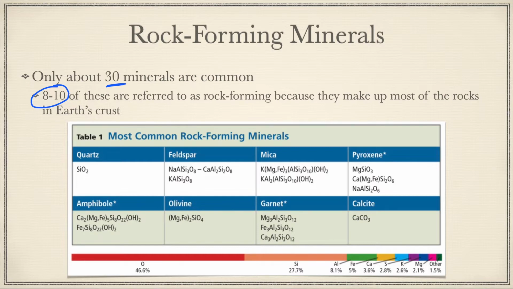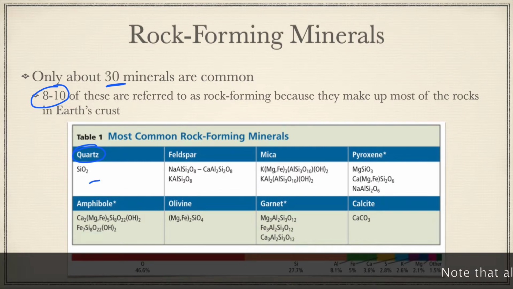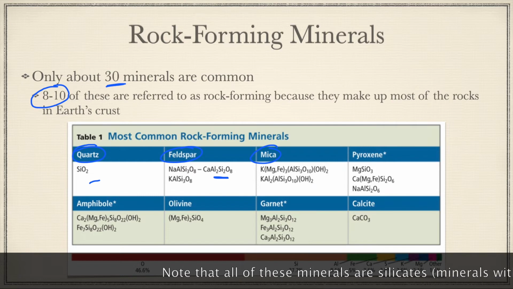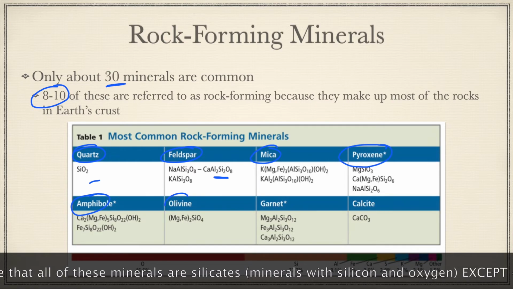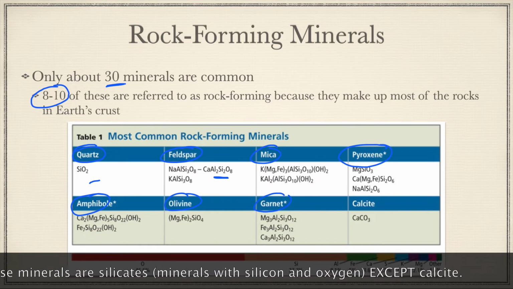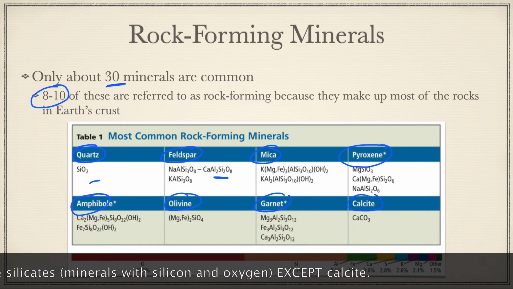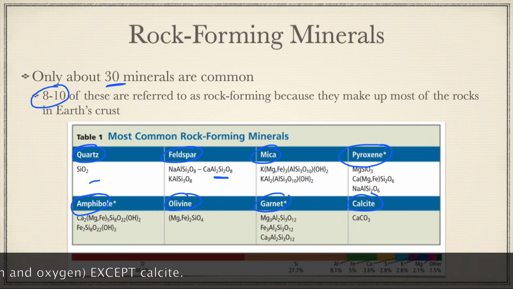Some examples of those: quartz. Actually, these are 8 of the rock-forming minerals. You have quartz, which is silicon dioxide. You have feldspars, which are these aluminum silicates. You have mica. You have pyroxene. You have amphibole, olivine, garnet, and calcite. And those are 8 of the rock-forming minerals. So most of the rocks you find are going to have one or more of those in there.